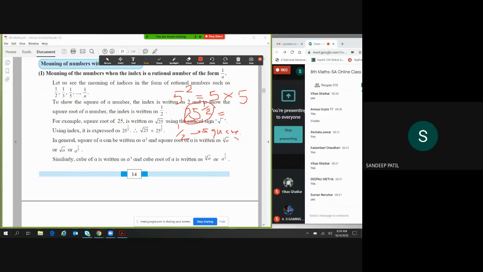Okay, and the radical sign for such a thing is given as this. So whenever there is 25 raised to 1 by 2, then we can write it in terms of this sign also. Both have the same meaning. So if we want to write in this format or this format, it is perfectly okay. And what does it mean? It means the square root of whatever the number inside that sign.